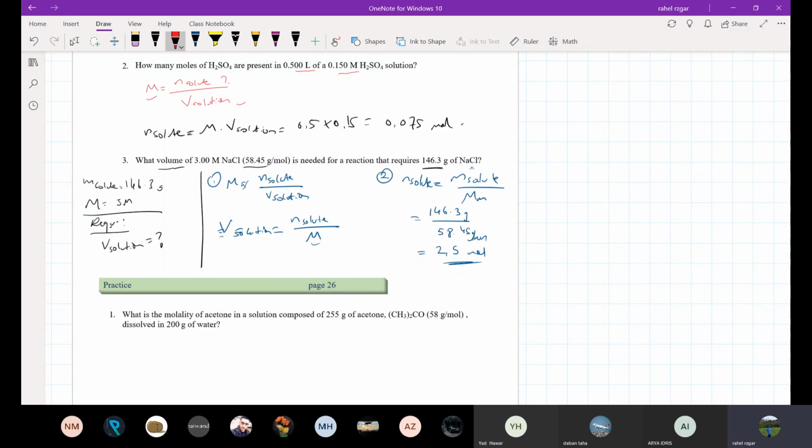See, we found mole, again just like the first question. Put the mole here, and mole of the solute is 2.5 mole, divided by molarity, which is 3 molar, and the result is 0.83 liters of volume. So that's how we find volume. The maximum thing that you need are those two rules. You don't need anything else.